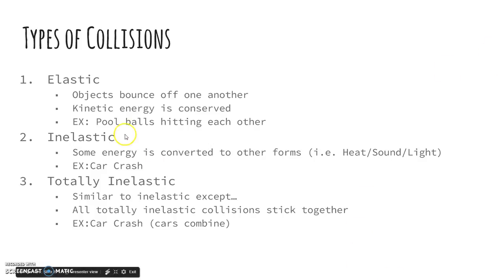Now, the most extreme form of an inelastic collision is totally inelastic. That is similar to inelastic except that in totally inelastic collisions the objects stick together because of the maximum loss of kinetic energy. There's a maximum loss here, making it the most severe type of inelastic collision. And again, that would be a car crash. Same example.